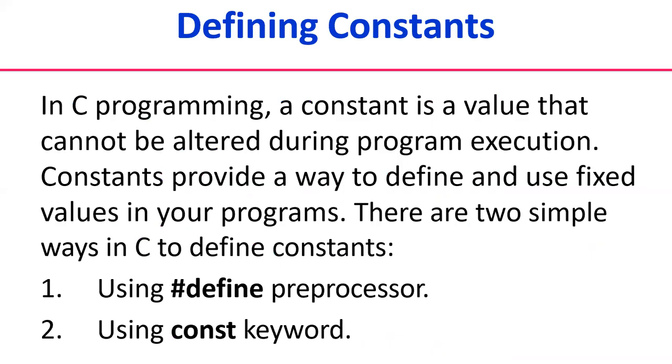In C programming, a constant is a value that cannot be altered during program execution, and constants provide a way to define and use fixed values in our programs. There are two different ways in C where you can define constants. The first method is to use the #define preprocessor. And the second method is to use the keyword const, C-O-N-S-T.